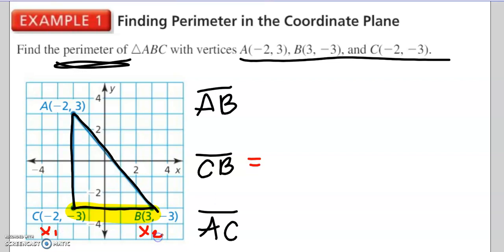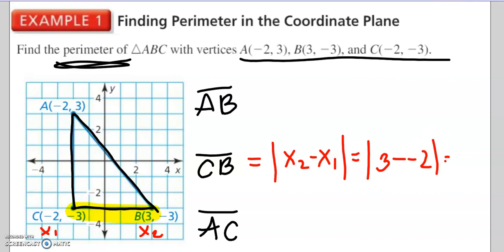We'll do x1 and x2. The absolute value of, I can write this out, x2 minus x1. So then we'll say the absolute value of 3 minus negative 2 equals the absolute value of 5, right? 3 minus a negative 2 equals the absolute value of 5, which is 5. Here, that length is 5. Not done, right? I need to find another length.